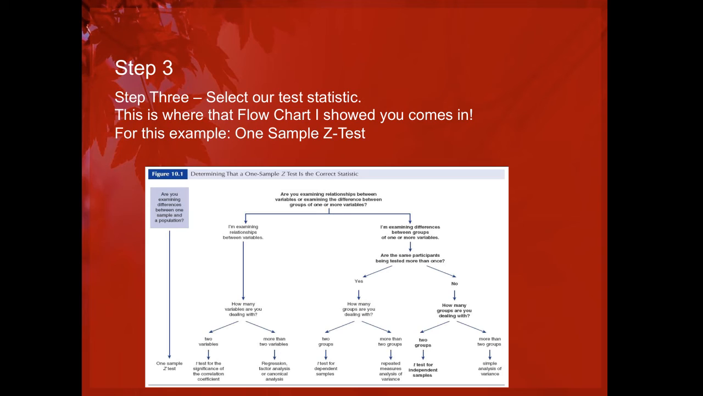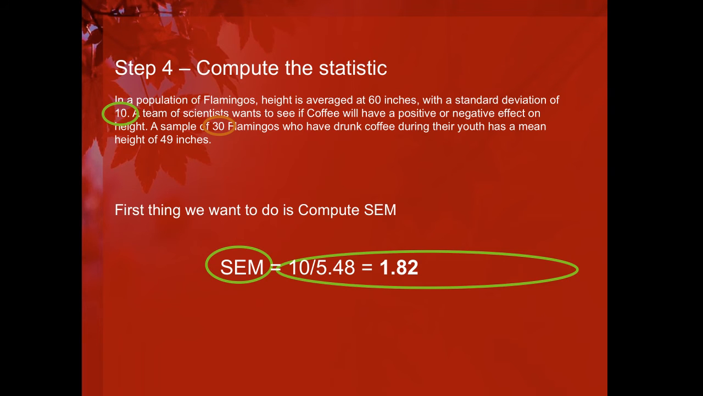We choose to run a one-sample z-test based on the fact that we're examining differences between a sample and a population. To make our lives a bit easier, I recommend you always calculate the SEM first, and then plug your result into the regular one-sample z-test formula.